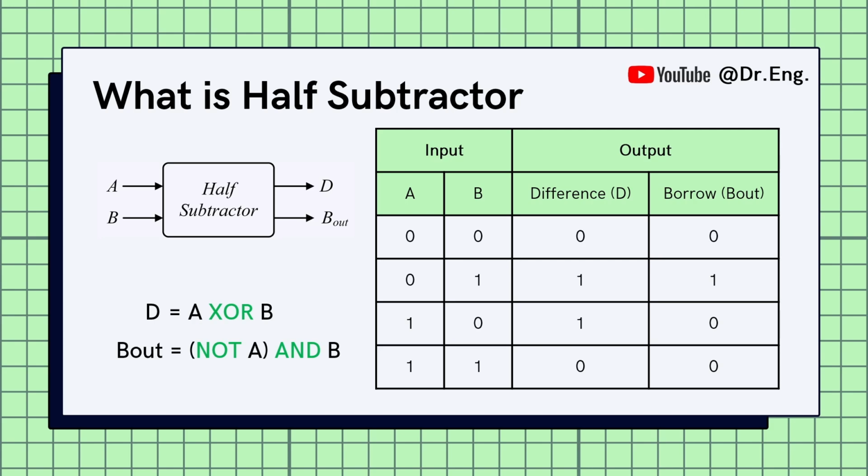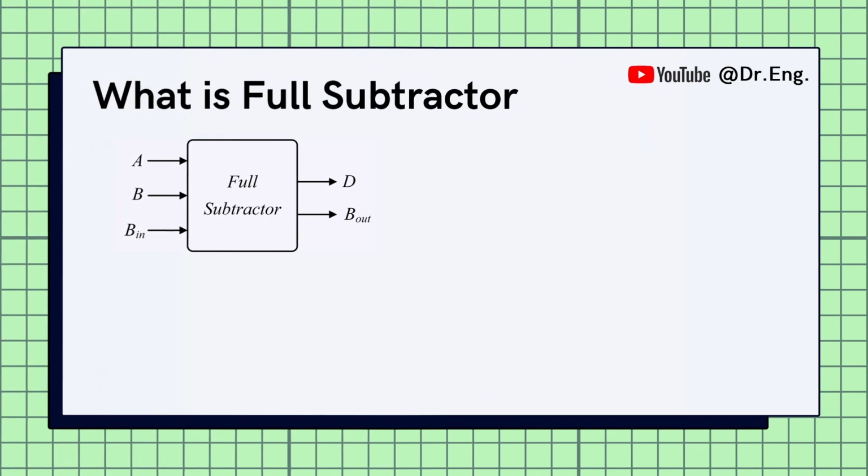What is a full subtractor? A full subtractor is a more advanced circuit that subtracts two binary numbers, A and B, but also accounts for an additional borrow input, bin. This is necessary when the subtraction involves multiple bits, and a previous subtraction has already borrowed from a higher bit. Just like the half subtractor, the full subtractor has two outputs, the difference, D, and the new borrow, bout.